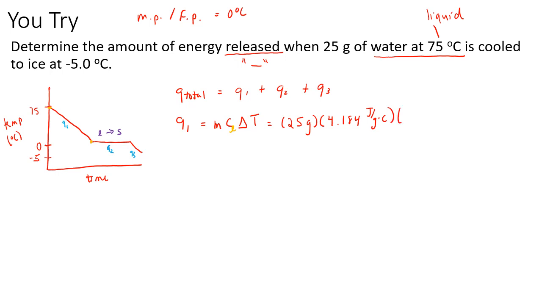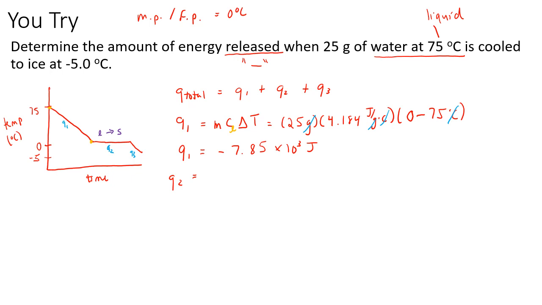Our temperature change, T final minus T initial. Final was 0 degrees Celsius minus our initial, which was 75 degrees Celsius. This is where the negative will be introduced. Grams cancel, degrees Celsius cancels. Q1 is equal to -7.85 times 10 to the 3rd joules.